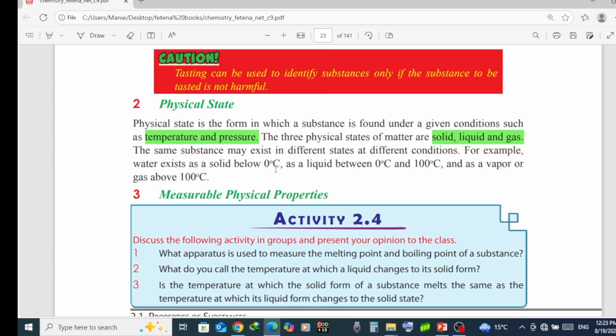Water exists as liquid between 0 and 100 degree centigrade, and as vapor or gas above 100 degree centigrade.